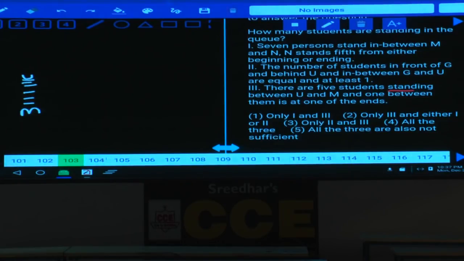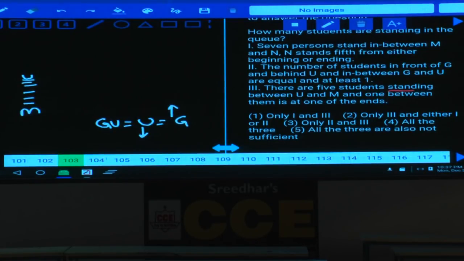And the number of students in between G and U, the number of students in front of G and behind U as well as in between G and U is equal, and that is greater than 1, at least 1, isn't it? That means before G there must be an equal number of persons, after U there must be an equal number of persons, and in between G and U also we must have an equal number of persons, isn't it?